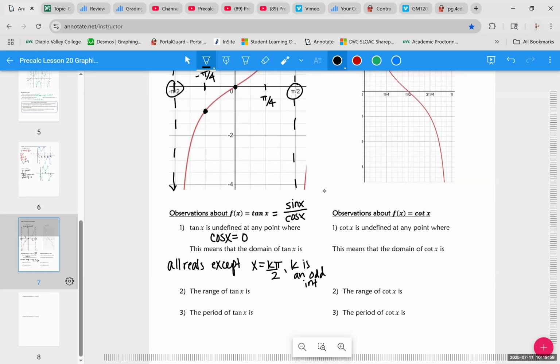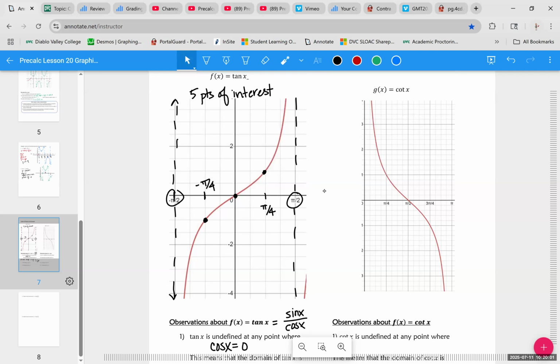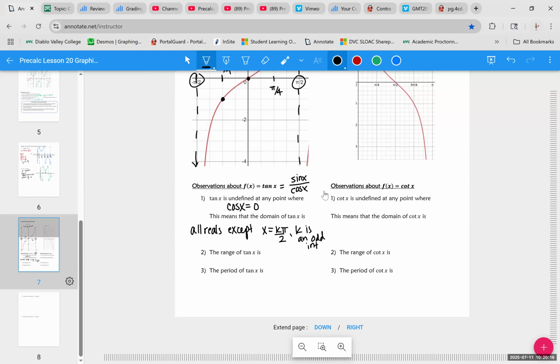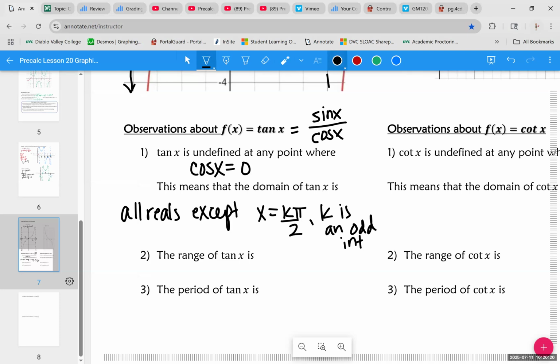All right, look at the picture. What do you see as the range of tangent? If that's the domain, that's what I can plug in. What kind of values are you getting out? Unlike sine and cosine, tangent goes all the way from down here to up here. It covers all of the y values. So the range of tangent is going to be all reals.